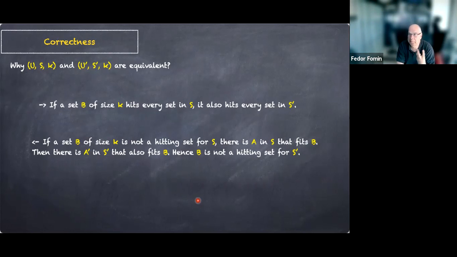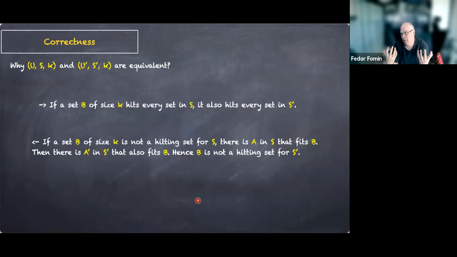In the opposite direction, if I have a set B of size K which is not hitting for S, but I delete some edges and some elements, could it happen that this set becomes a hitting set for the smaller instance? Let's see. If B is not a hitting set for the original instance, it means that there is a set that is not hit by the set B.